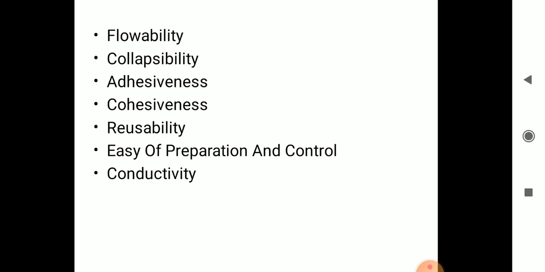Next is reusability. Since a large quantity of sand is used in the foundry, it is very important that the sand be reusable. Otherwise, apart from the cost, it will create a disposal problem. Next, ease of preparation and control. Sand should lend itself to easy preparation and control by mechanical equipment. Then conductivity. Sand should have enough conductivity to permit removal of heat from the casting.